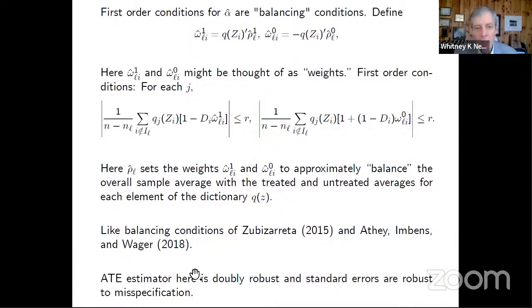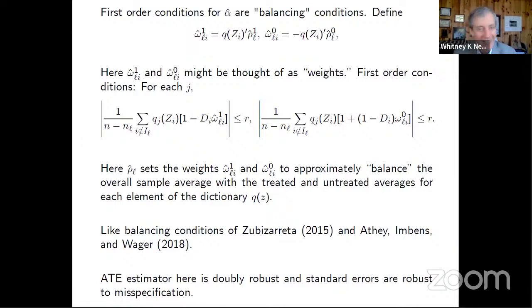Athey, Imbens, and Wager attacked it directly by getting balancing weights. The lasso minimum distance is balancing; its first order conditions are balancing conditions. Remember, R is the thing that's going to zero. And so what's happening with this lasso minimum distance is you're doing balancing, where the things you're balancing are the conditional means for the basis functions.